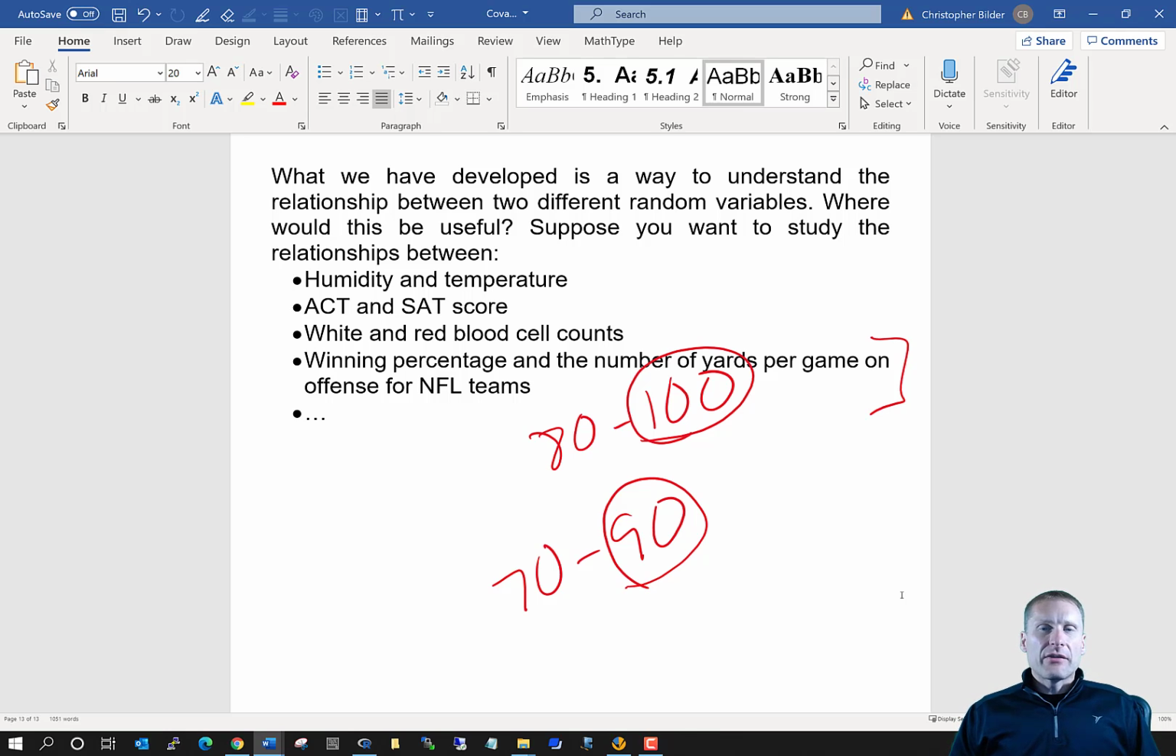So with that then, that gives you a brief introduction to concepts like covariance and correlation that measure dependence between two random variables.